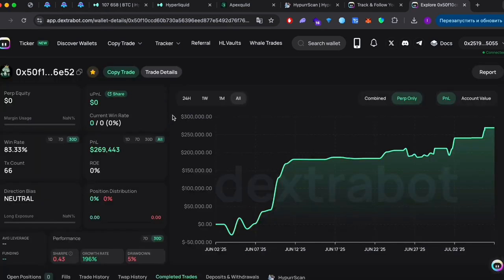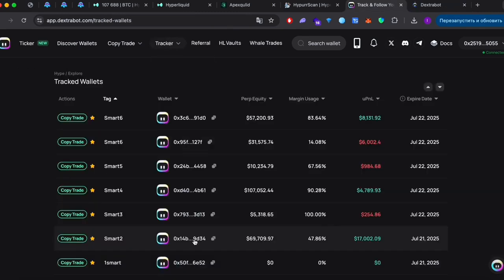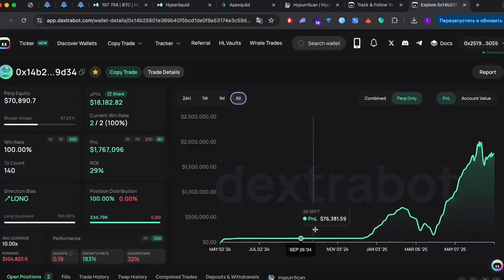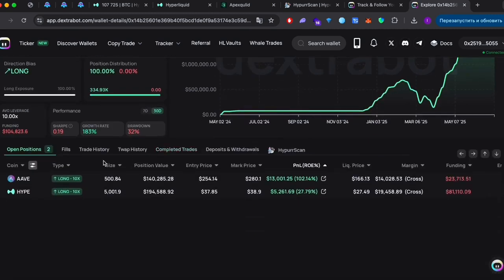Let's now analyze a few more wallets. For example, let's open Smart2, and here we see that this is also a wallet. It's quite interesting. Its balance was gradually increasing, but there was a certain drawdown in April, after which it returned to a good turnover, and at its peak it had about $2 million on its balance. So of course, most likely he opens large positions. Let's take a closer look.